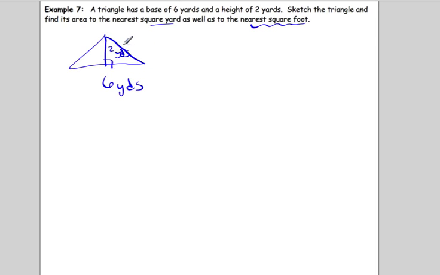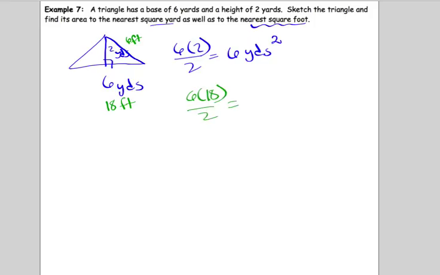So 2 yards for a height would be the same as 6 feet for the height. And 6 yards is the same as 18 feet for that base. So for the first one, with yards, it'll be 6 times 2 divided by 2, which is just 6 yards squared. And for the one that's in feet, 6 times 18 divided by 2 will give me 54 feet squared. For my areas.